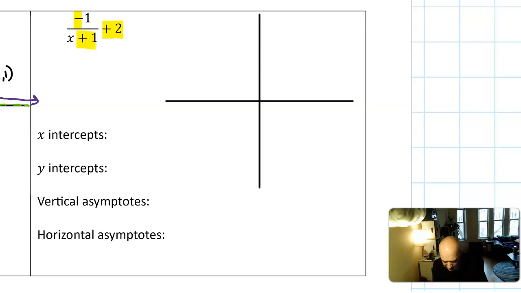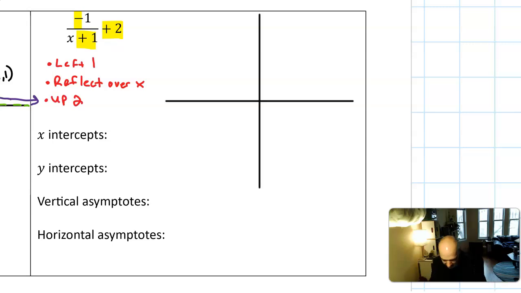So it's going to go in the order that all transformations go. We're going to do our x transformations first. So the plus 1 is going to make this go left 1. This negative 1 is on top. It's not attached to the x. So this is like a y transformation. So this is going to reflect, how do you spell that? The graph over the x-axis. And then the plus 2 is going to make everything go up 2.